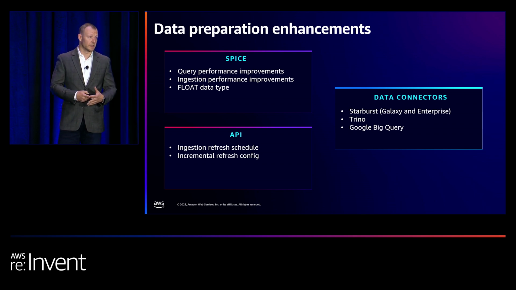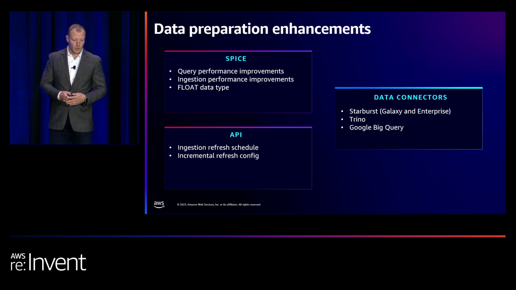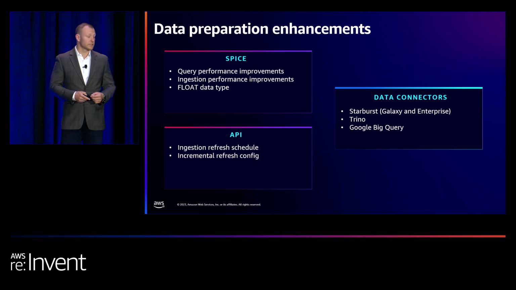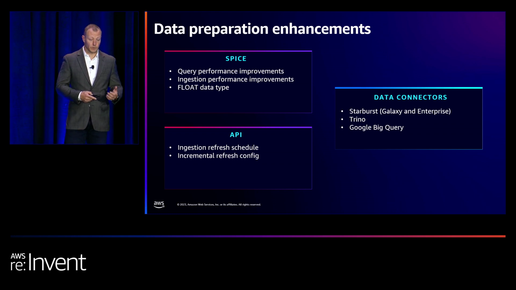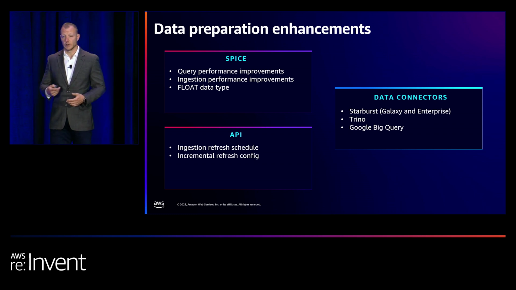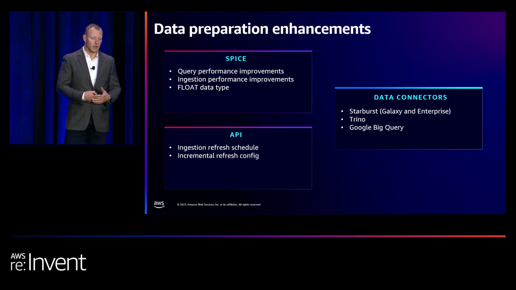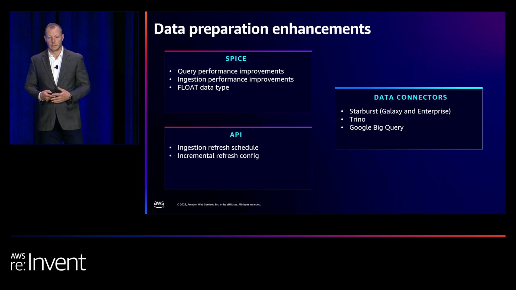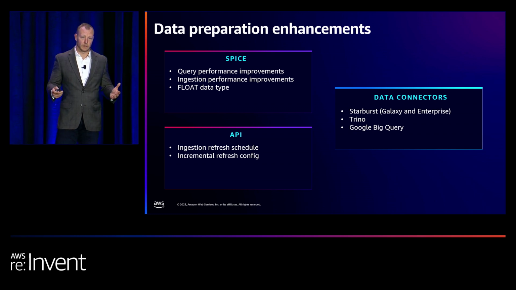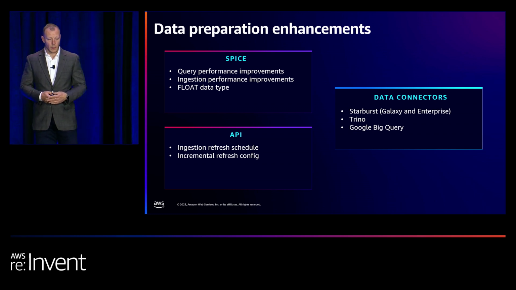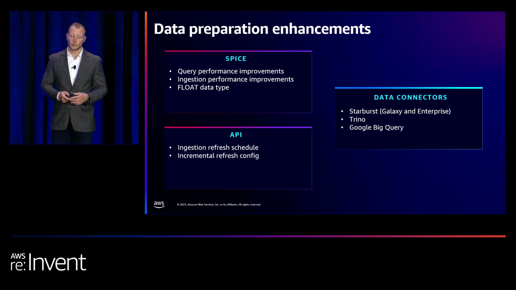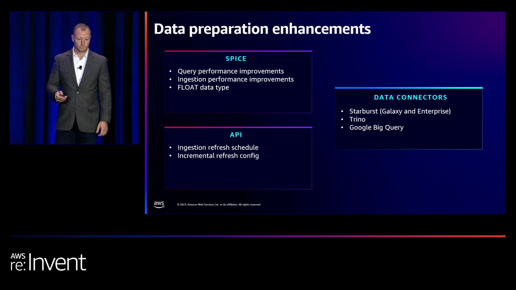We've also added the float data type for more precision. We've added 2 new APIs to manage the refresh schedule as well as incremental refresh configuration, right? When that incremental refresh happens, as well as the configuration on the column. So admins can start to do this at scale, right? That's the point of using QuickSight. We can do everything at scale. We've also added data connectors for Starburst, Trino, and Google BigQuery.